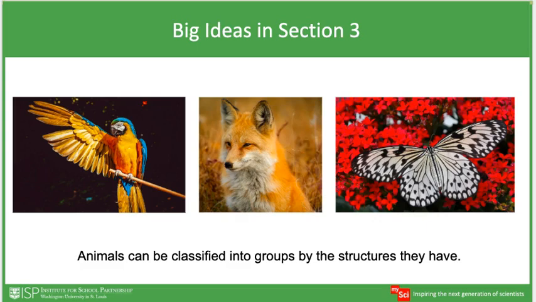Students use animal models, songs, and videos to begin to explore scientific classification. Students figure out that animals can be grouped into mammals, birds, reptiles, amphibians, fish, or invertebrates like insects and worms.